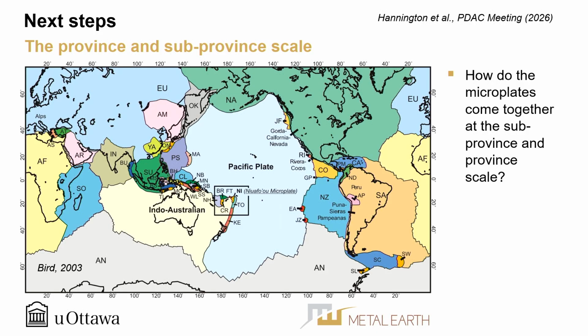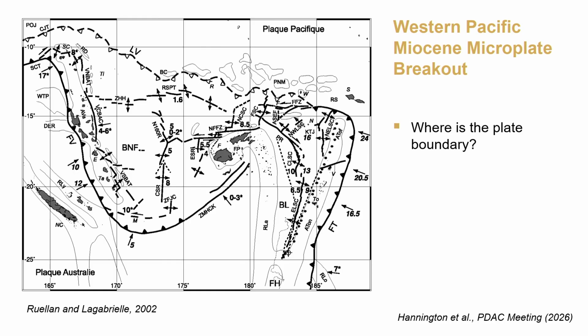And what we're really trying to do, or what I guess I'm trying to do, is to understand how these microplates come together at the sub-province and the province scale. And this is something we've been doing. This is our domain that we've been looking at all along, which is the northern border of the Indo-Australian margin. One of the challenges has always been, where is the boundary between the Indo-Australian plate and the Pacific plate? And it's almost impossible to put your finger on it because of this.